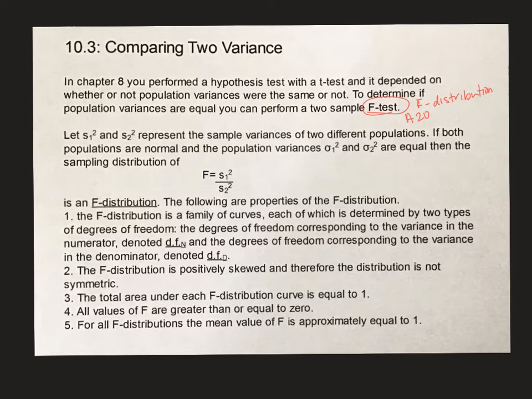The following properties go along with an F distribution. So it's a family of curves, each of which is determined by two types of degrees of freedom: the degree of freedom corresponding with the variance in the numerator, and the degrees of freedom corresponding with the variance in the denominator. So df sub n, df sub d. The F distribution is positively skewed, and therefore the distribution is not symmetric. The total area under the curve is 1. All values of F are greater than or equal to 0, and for all F distributions, the mean value of F is approximately equal to 1.